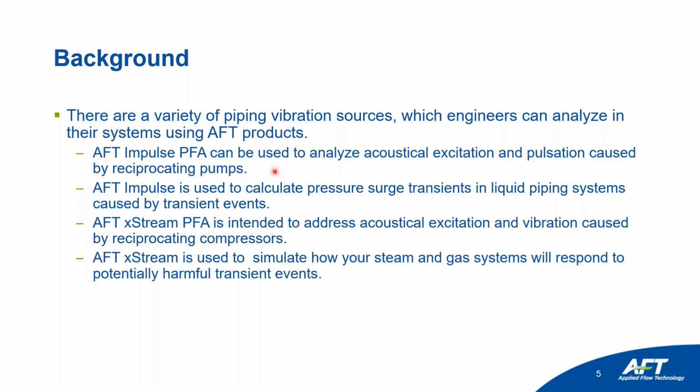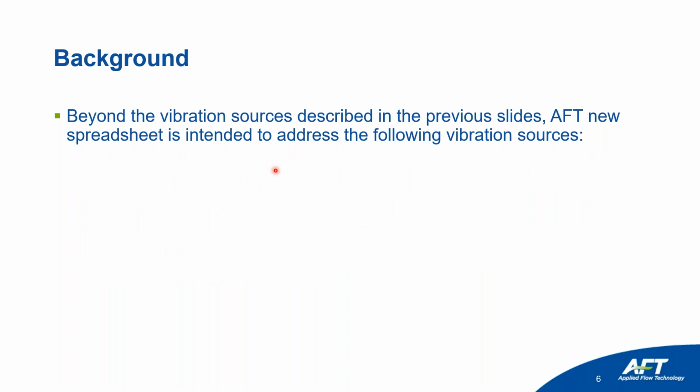AFT Extreme, which was also released this year, is used to simulate how your steam and gas system will respond to potentially harmful transient events. Beyond the vibration sources described in the previous slide, AFT's new spreadsheet is intended to address the following vibration sources. Flow-induced vibration, FIV.